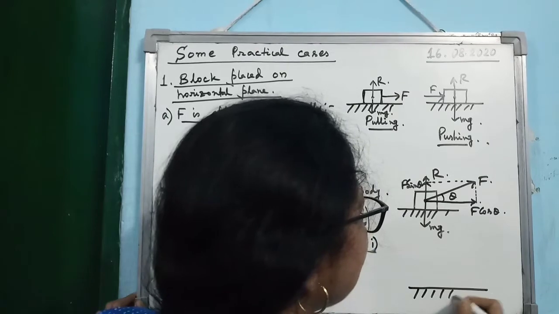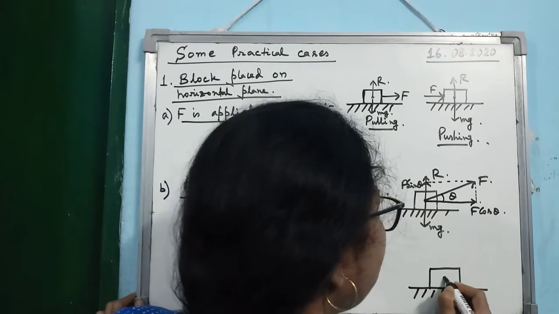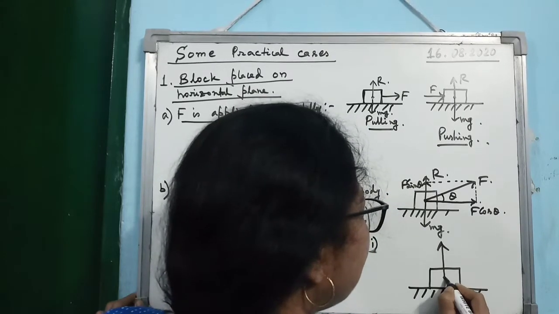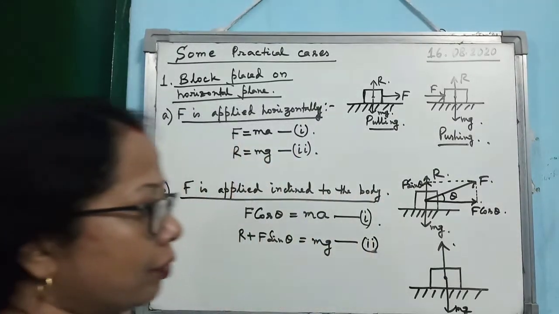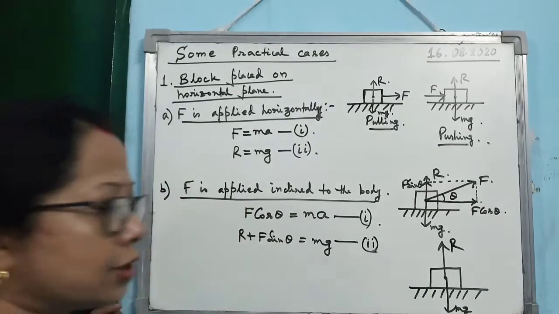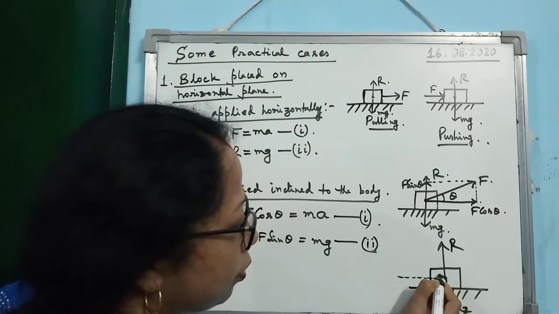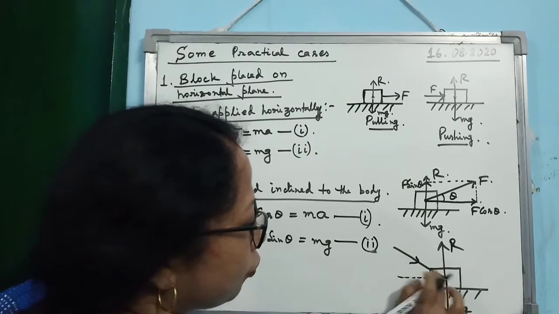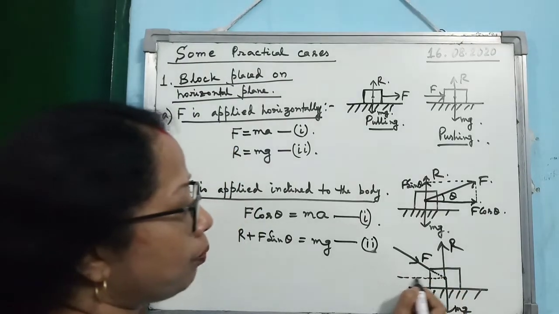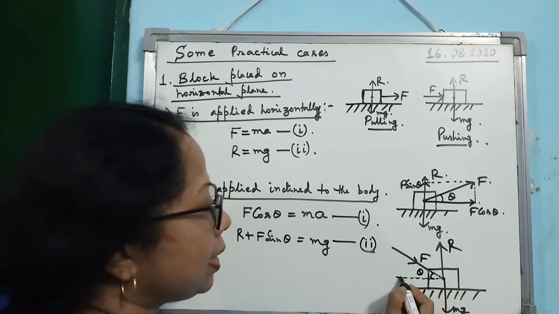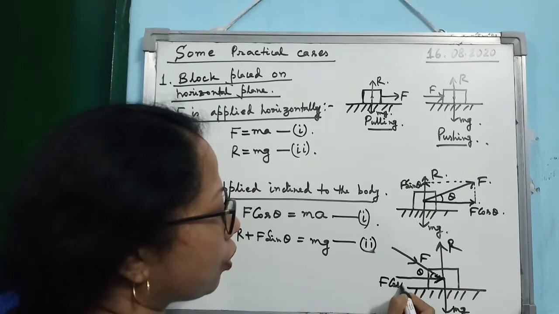Then instead of pulling the body, if you push a body by applying a force, then you see how you can break it into components. So if you consider the weight of the body is acting vertically downward direction, normal reaction is acting in this direction. So suppose you have applied the force along this direction. Alright. So you see, if you break it into components, this angle is theta. Then this component in this direction will be F cos theta.